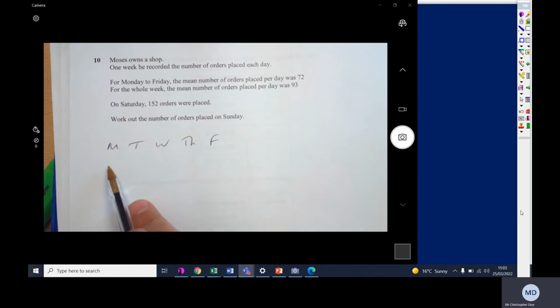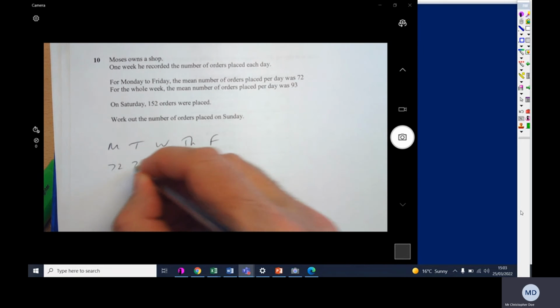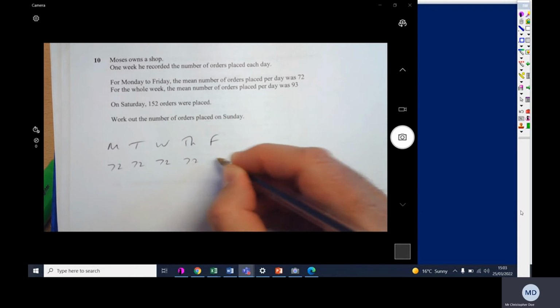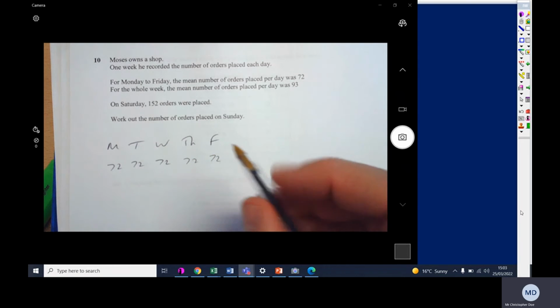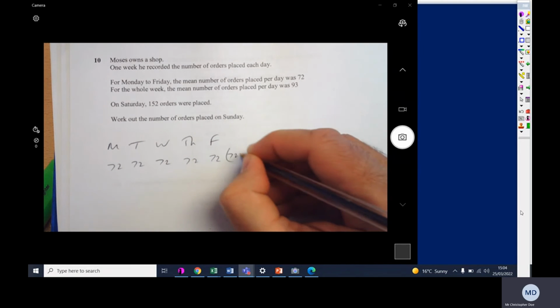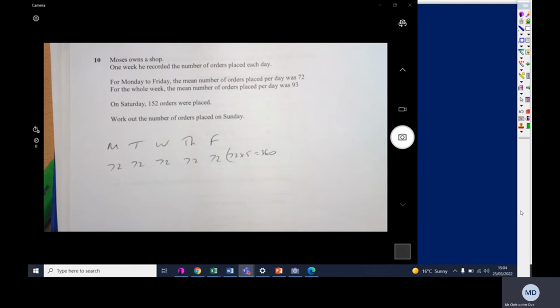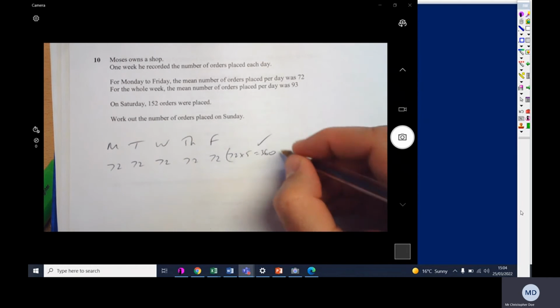I would prefer a little diagram. Monday to Friday, the mean number of orders was 72 per day. So I'm going to assume it's 72 every day. The important thing is that the total for those 5 days was 72 times 5, which is 360. That was your first mark, for getting 360.